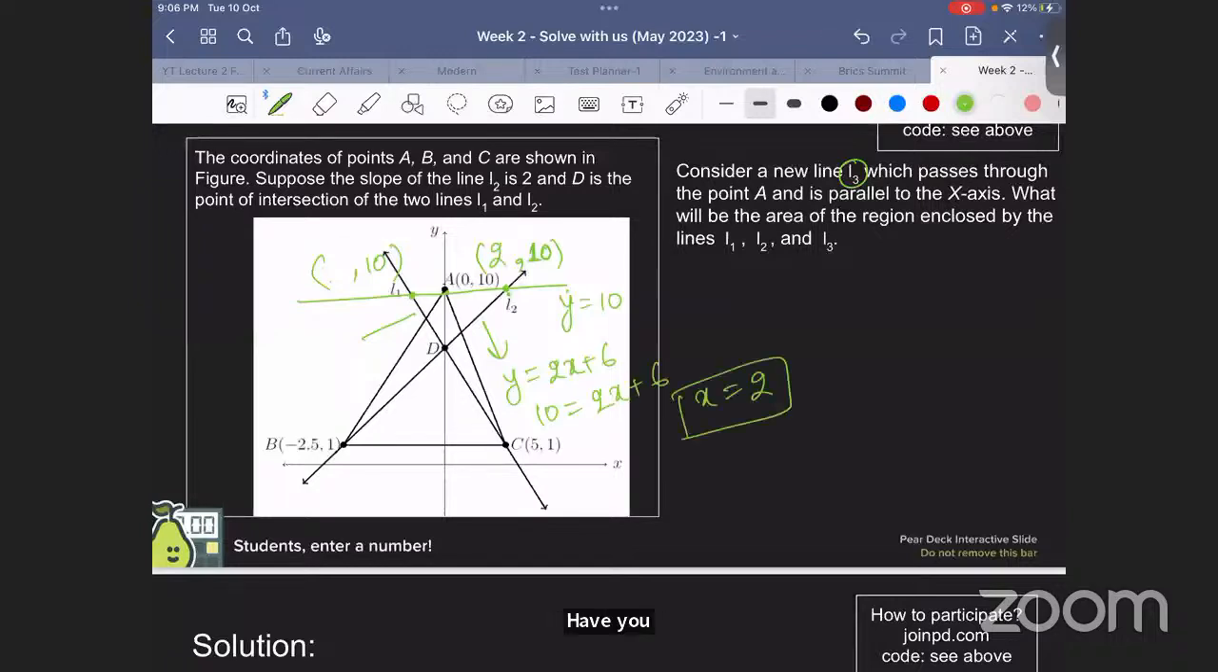Is it clear to everyone? How did we get 2 comma 10? So basically you have to calculate the area of the triangle. Let's, for example, this is E and this is F. So you have to calculate the area of DEF, right? This is what you have to calculate. Is this clear to everyone?